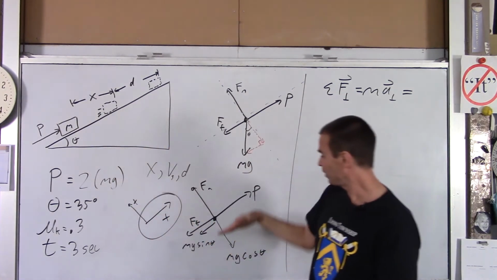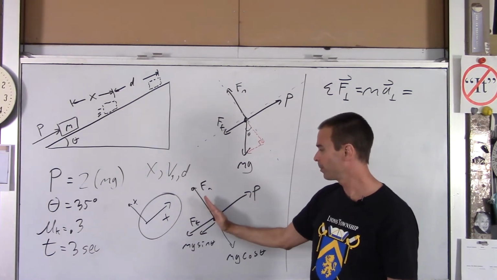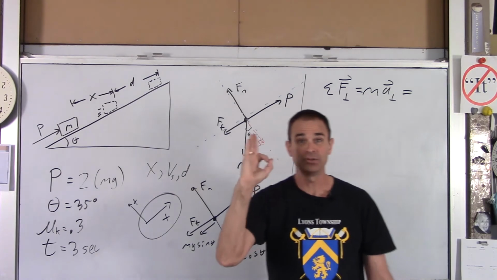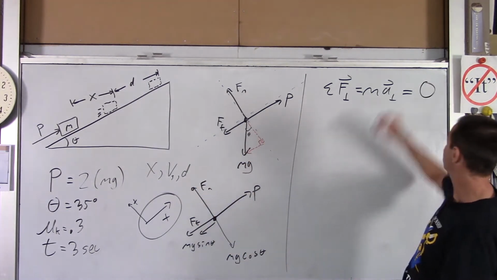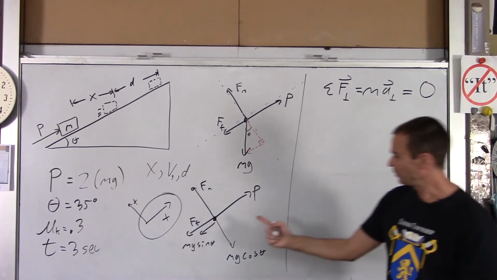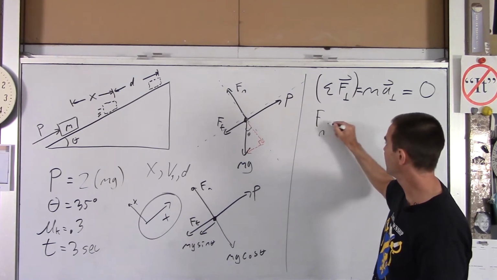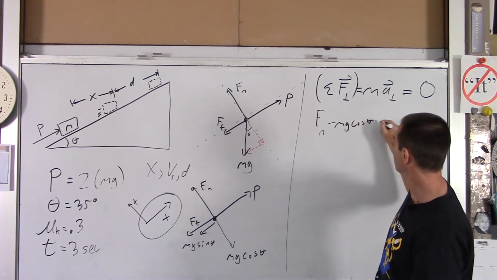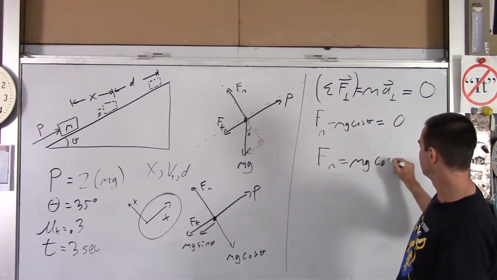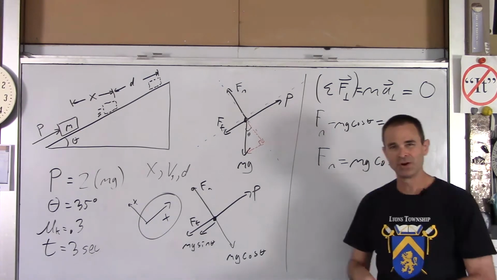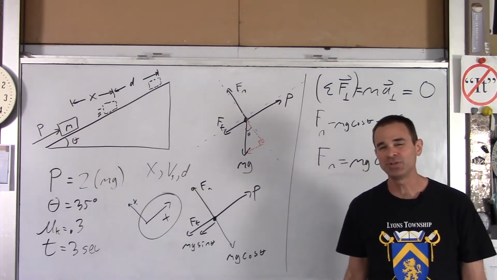This is why we split things up into parallel and perpendicular to the motion. The net force perpendicular to the motion will be a big fat 0 because there is no acceleration that way. So that's 0, okay? All right, now we said this way is positive, so that turns into Fn minus mg cosine theta equals 0, or Fn equals mg cosine theta. Another note, the normal force Fn does not equal mg, okay?